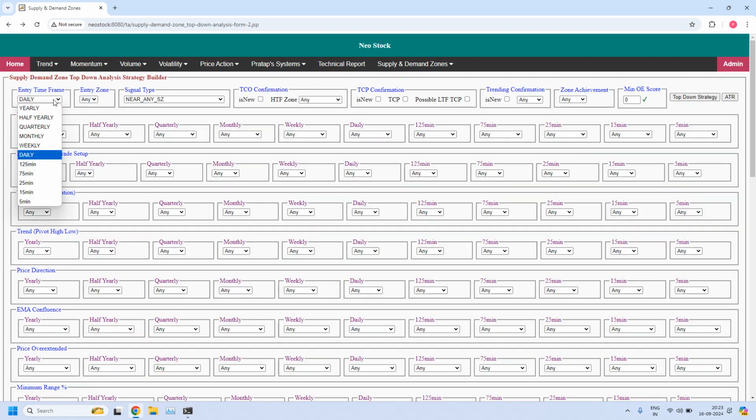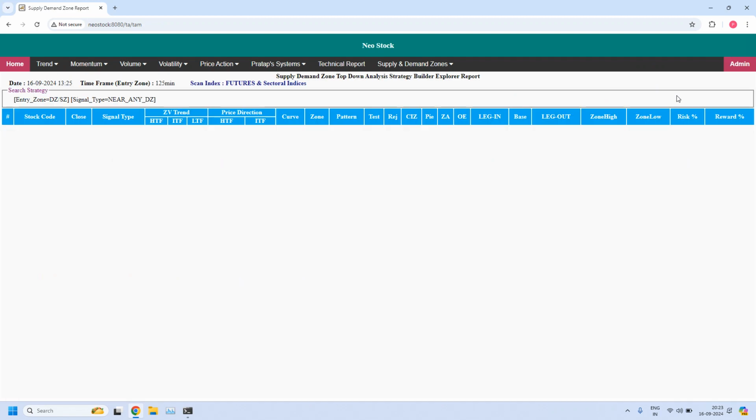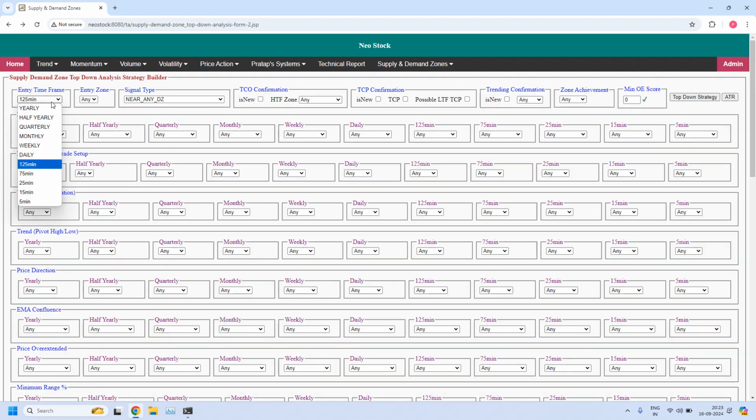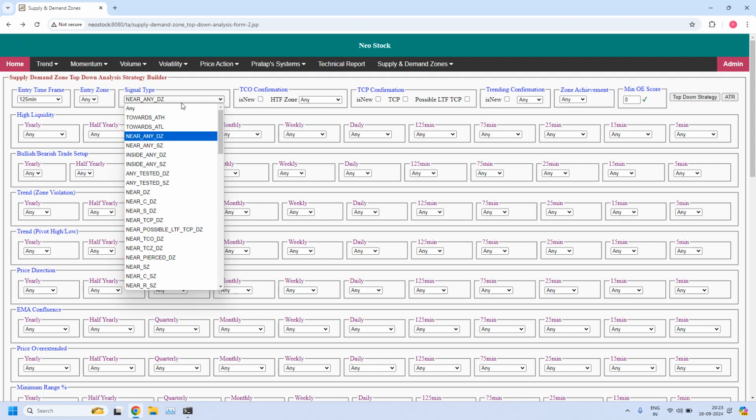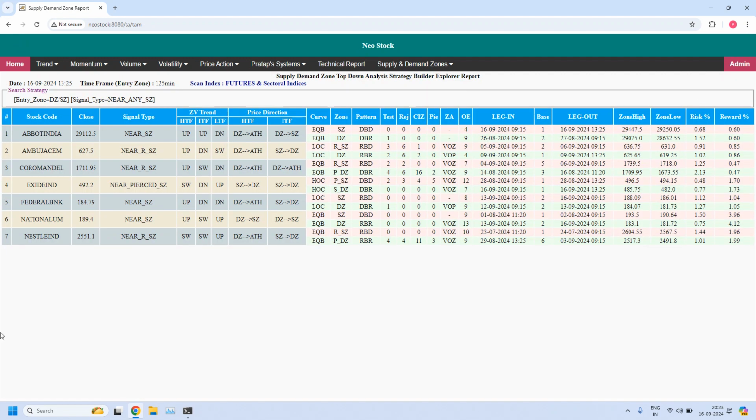Okay, the next time frame is 125 minutes. Let us find the stocks near the 125 minutes demand zone. No stocks are available. Next, for the 125 minutes time frame, let us find the stocks near the 125 minutes supply zone. 7 stocks are filtered.